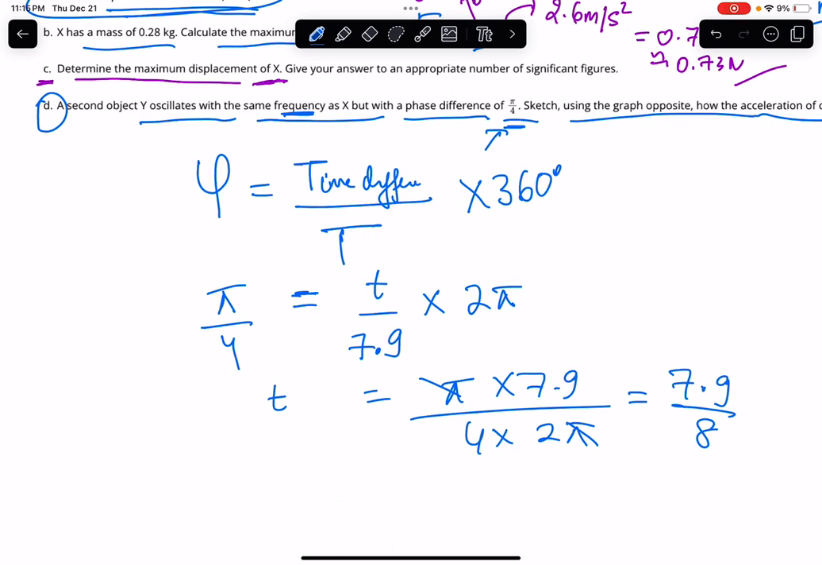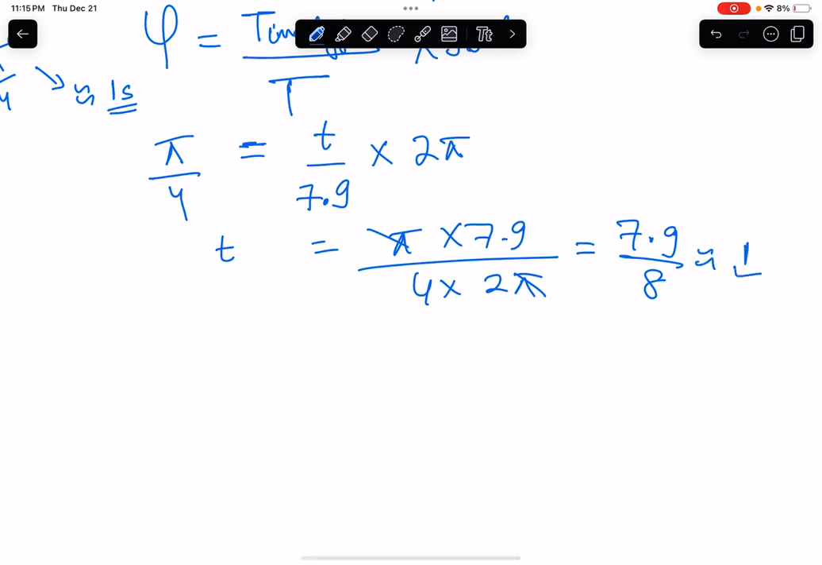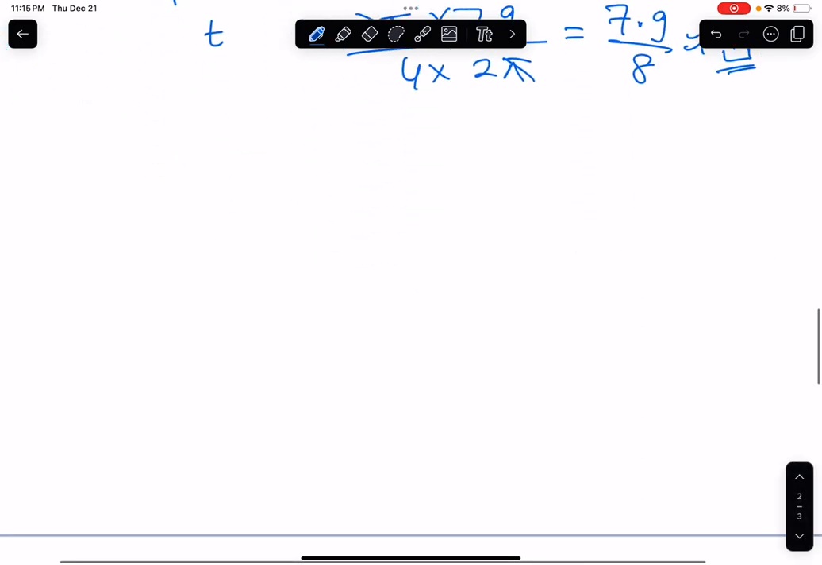Okay, so that's what we get. The time difference becomes 7.9 divided by 8. So we went from a phase difference of pi by 4 radians, and we converted it to a time difference of roughly about 1 second. In the mark scheme they show this to be roughly around 1 second, so we are just going to be using 1 second instead of some complicated value over here, right?